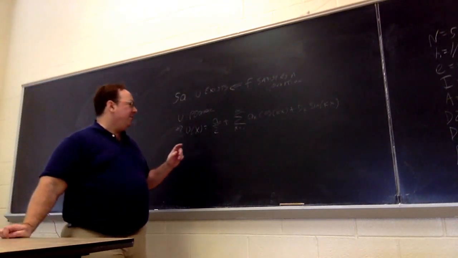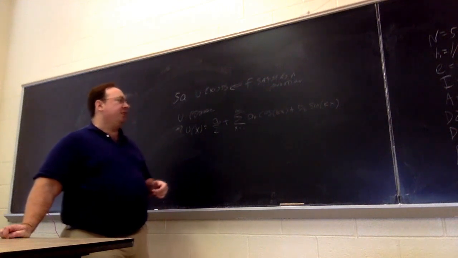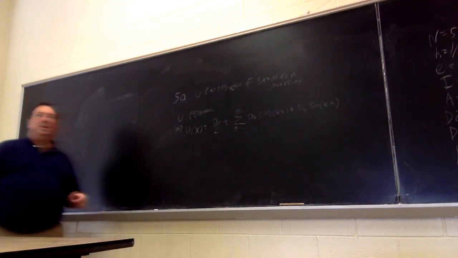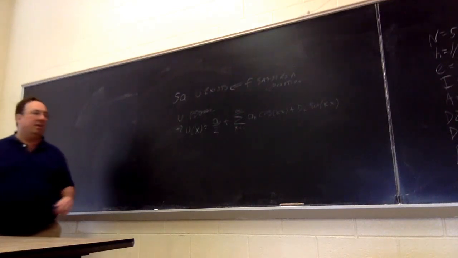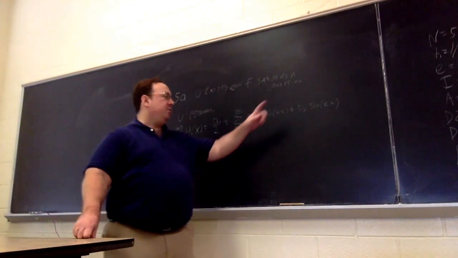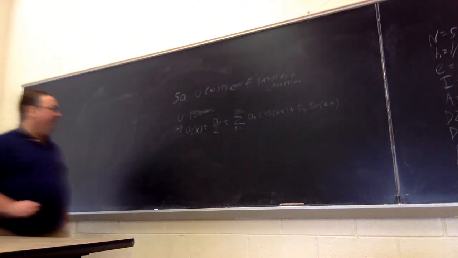And the thing is, we have this A0, which is in there because cosine, we have terms of cosine kx for k equals 0, 1, 2, and so forth, because cosine of 0 is 1. For sine, we only have k equals 1 on up, because sine of 0 is 0.